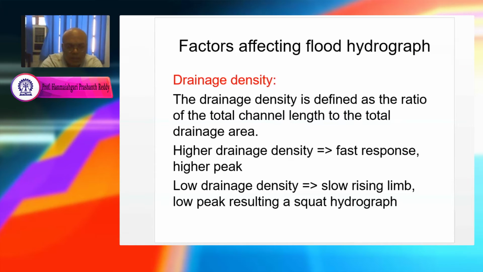Then another important factor is drainage density. If the drainage density is higher, then the response will be quick, so the peak occurs quickly. If the drainage density is low, then the peak occurs late, or it results in a squat hydrograph.